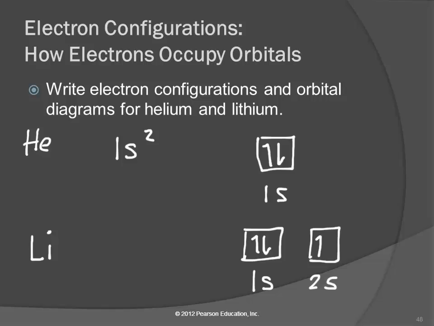So then how do we indicate that as an electron configuration? Well, 1s, that box has 2 electrons in it. And 2s, that one has 1. So the electron configuration for lithium is 1s2, 2s1. Any questions so far? Yes.